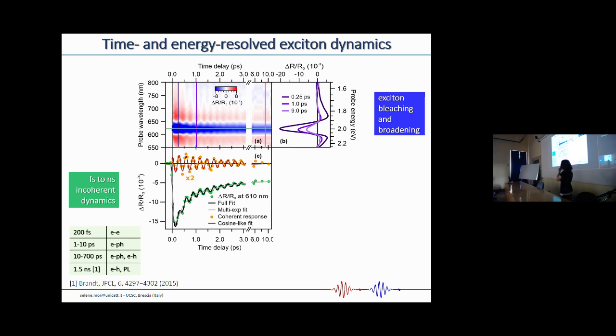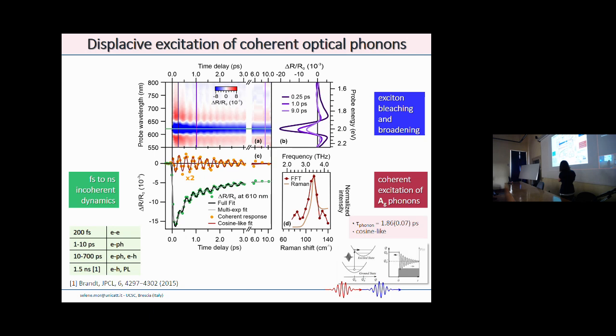To confirm that, you can Fourier transform the coherent part. Here is the background-subtracted coherent response. You can Fourier transform it and match it with the Raman spectroscopy, and you see the frequency matches. We are indeed also seeing an oscillation in the reflectivity signal at the frequency of the Ag Raman mode.